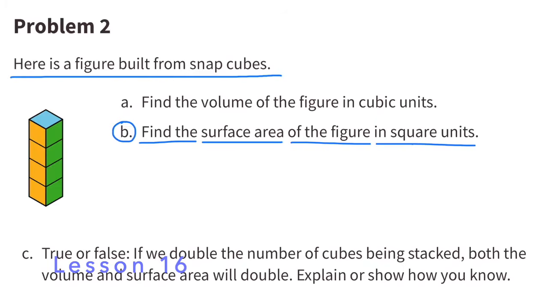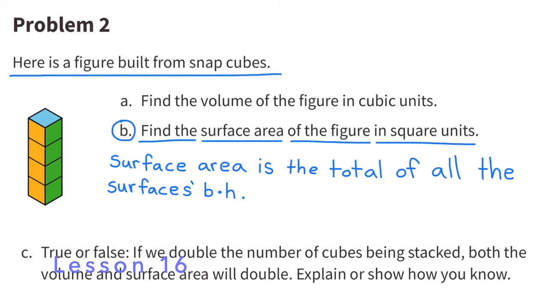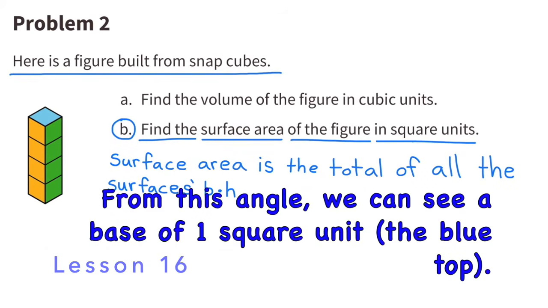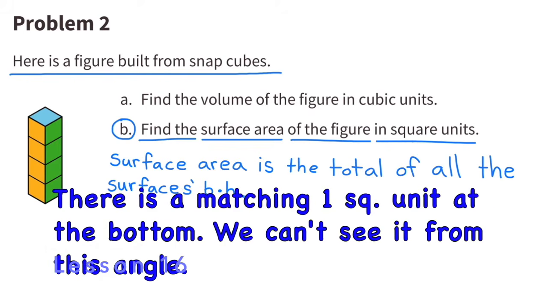B. Find the surface area of the figure in square units. The surface area is the total of all the surfaces, base times height. From this angle, we can see a base of 1 square unit. That's represented with the blue top. There is a matching 1 square unit at the bottom. We can't see it from this angle.